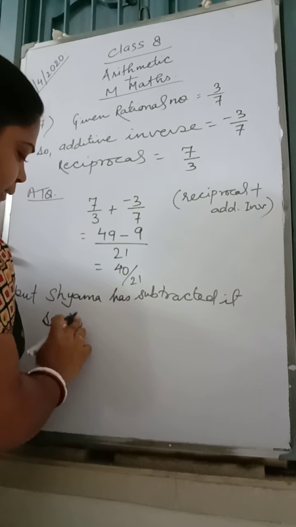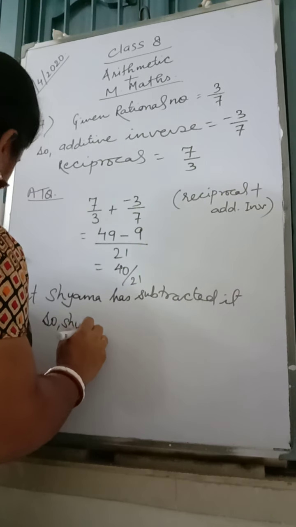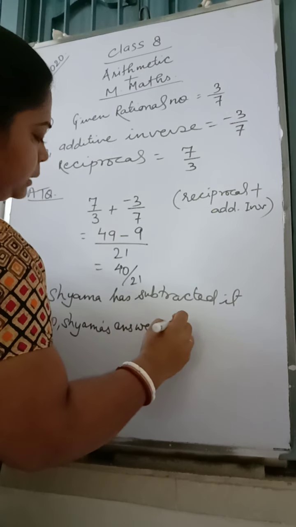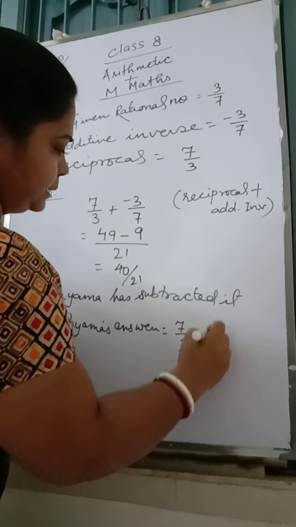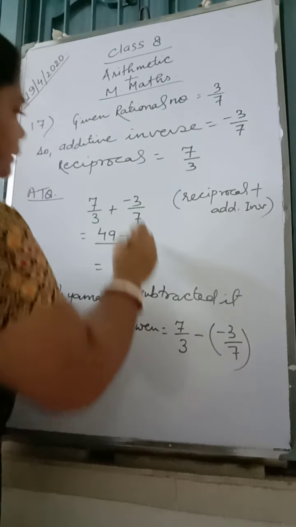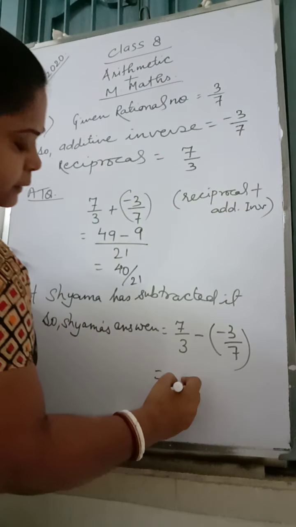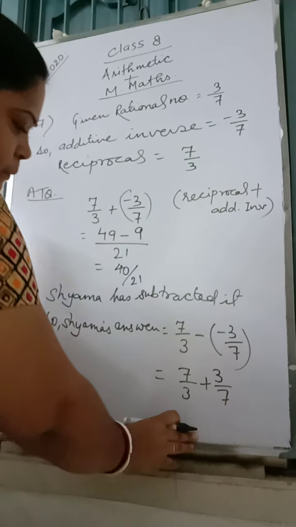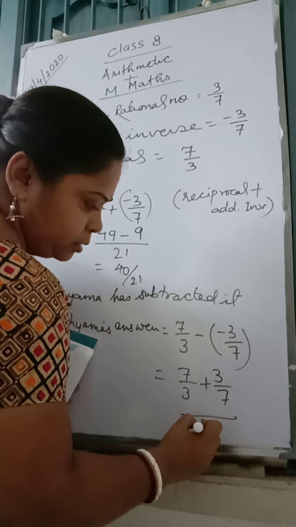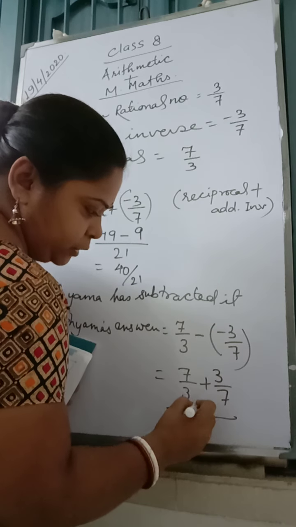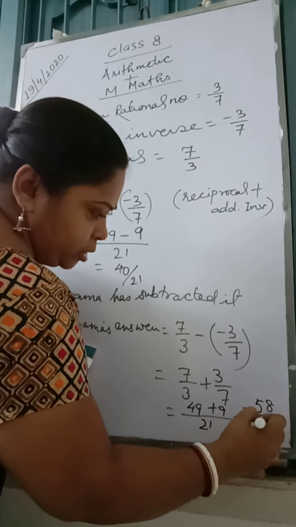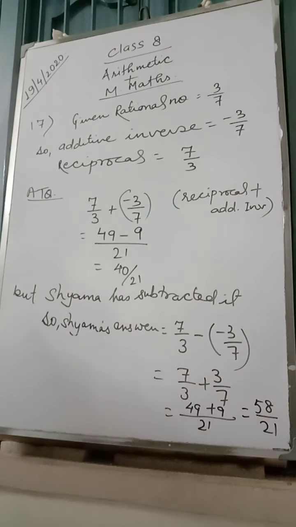Syama's answer will be 7 by 3 minus 3 by 7, which gives you 7 by 3 plus 3 by 7. Now the LCM is 21. 7 sevens are 49, 3 threes are 9. So 58 by 21 is Syama's answer. Actually the answer should be 40 by 21.